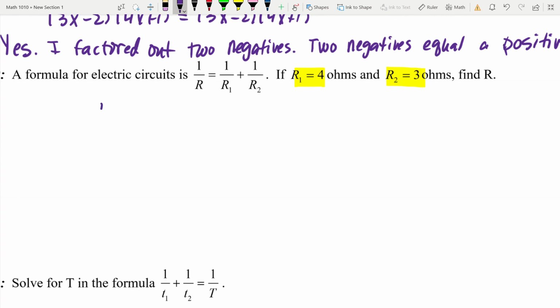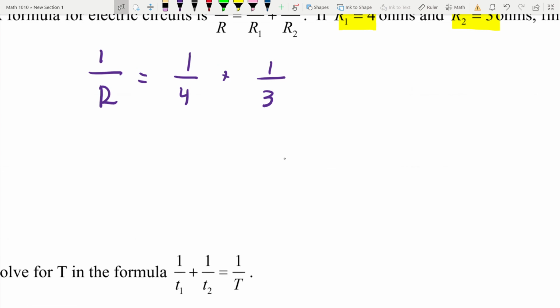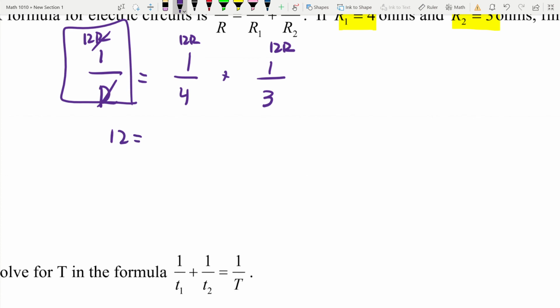Okay, so we have 1 over R is equal to 1 over R sub 1, that's a 4, plus 1 over R sub 2, that's a 3. Now it's easy. What would my common denominator be? 12R. So I'm going to multiply everything by 12R. Okay, do this guy right here. R's cancel. 1 times 12 is 12.